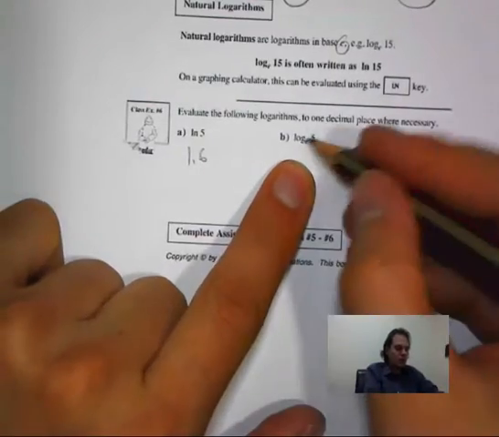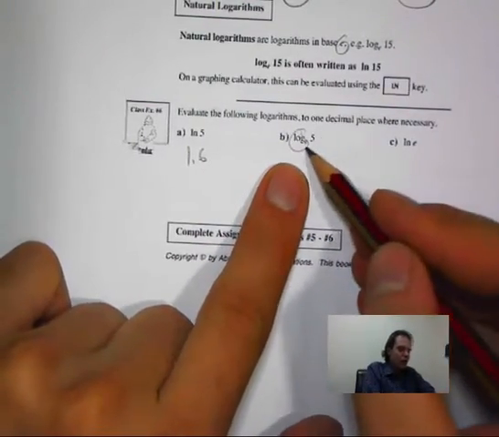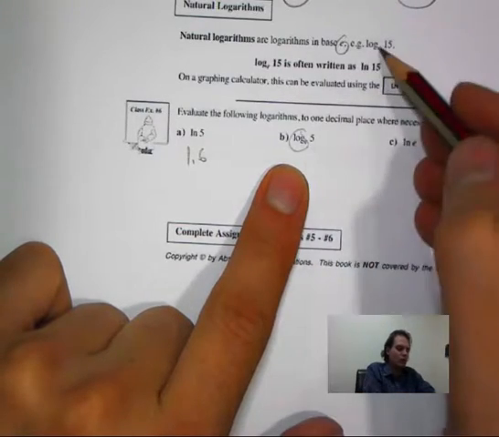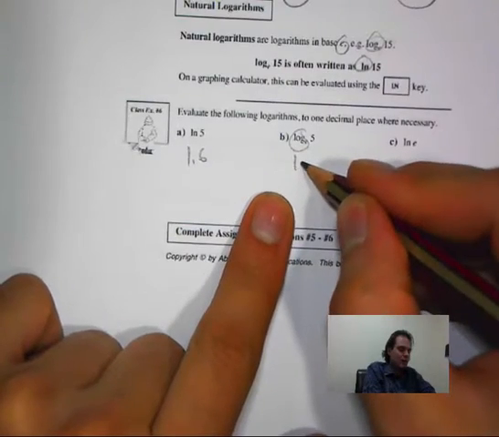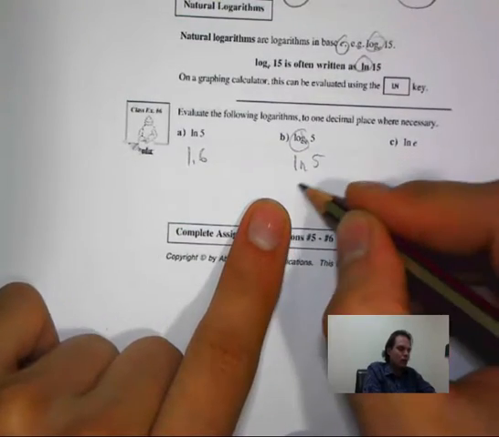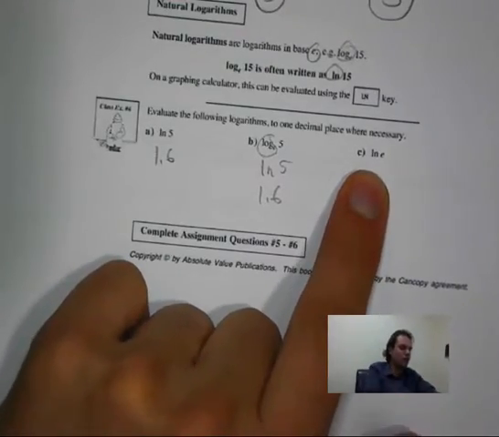Now this one here, log base e. Anytime we say log of base e logarithm, that's the same thing as saying ln. So this is the same thing as natural log of 5, which is 1.6. Okay? Now the last one is natural log of e.